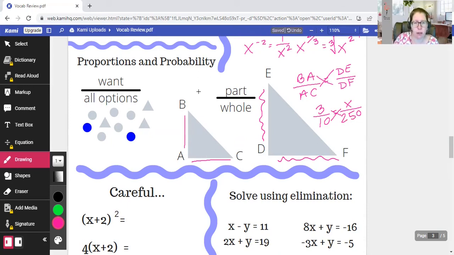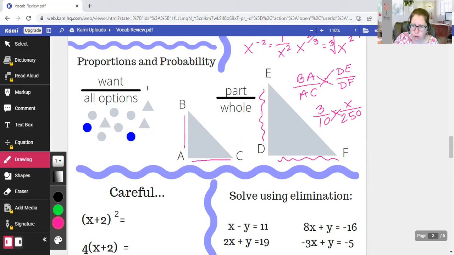Then we hit probability. Probability is the same. It is also expressed as a fraction, and you always want to express it as what you want over all of your options. Okay, so if I ask what's the probability, or the odds, of picking a blue circle out of all the shapes here?